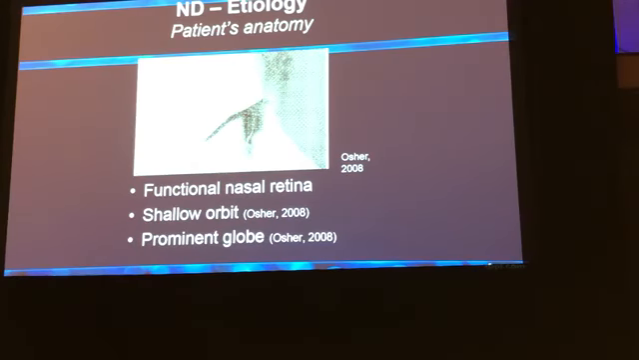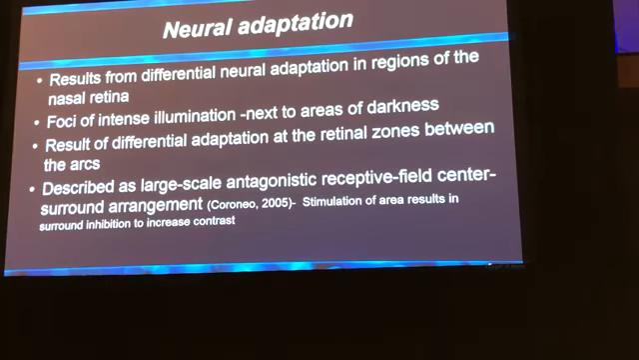Bobby Osher did a lot of work. He thought maybe besides the eye itself, it has to do with the orbit. Maybe a shallow orbit predisposes to it, and a prominent globe.